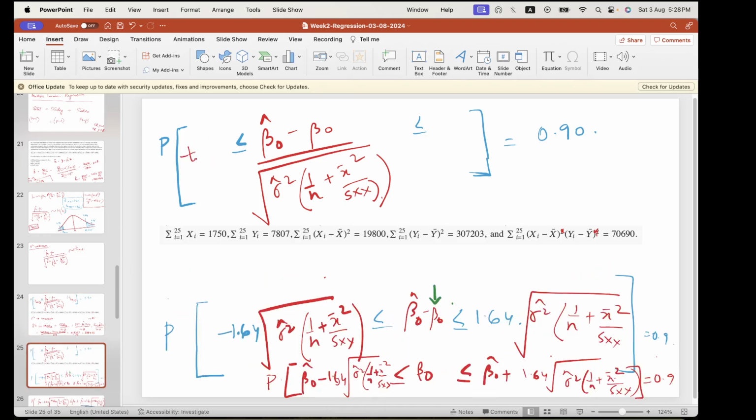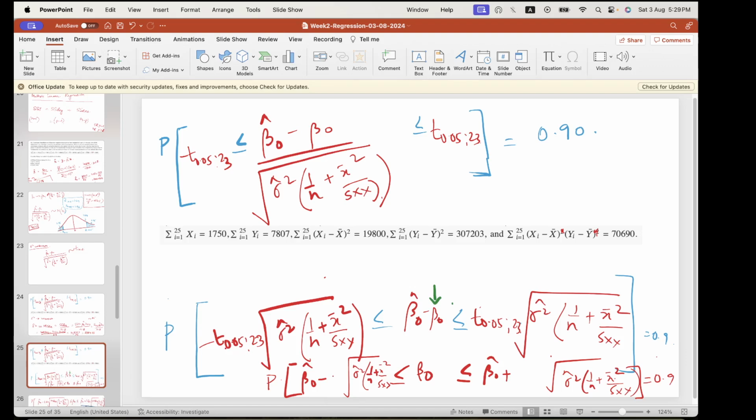So don't make this mistake like me. Because sigma square is unknown, we are also estimating it. So then beta naught follows a t distribution. So this would be minus t 0.05, 23, and this would also be t 0.05, 23. Then we'll just find out the values and replace them over here.